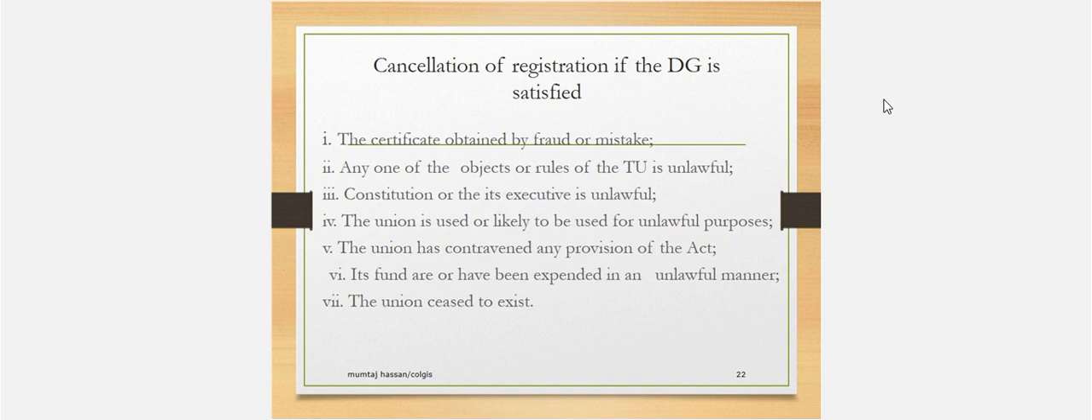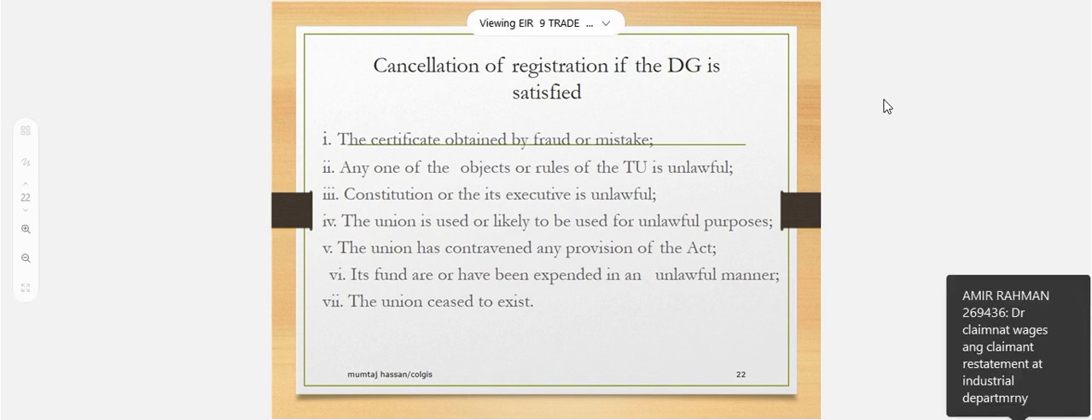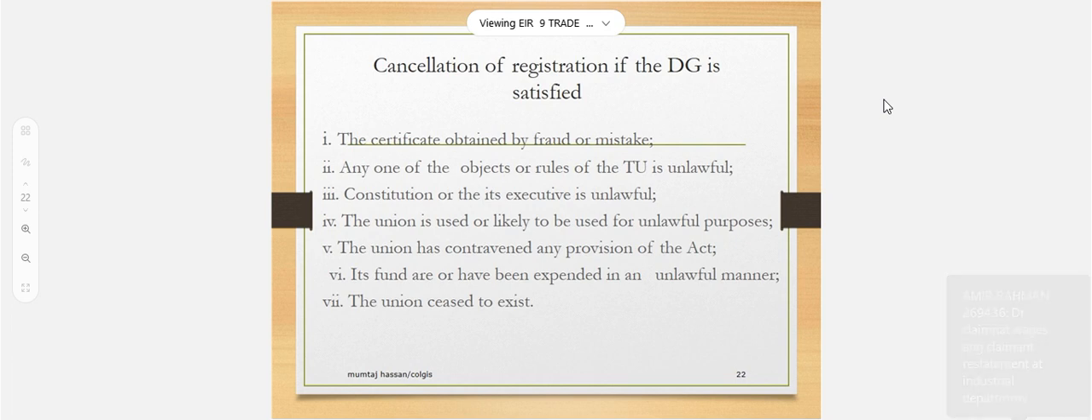Any other question? Okay, can an employee on part-time service join the trade union? Yes, can, because it can be permanent or temporary. Temporary means part-time. Okay.